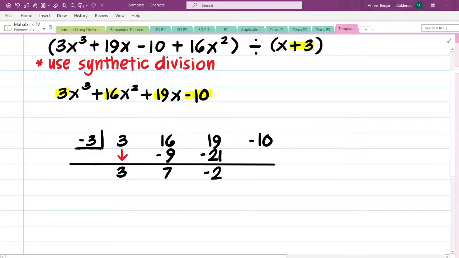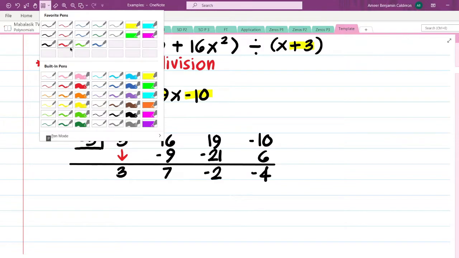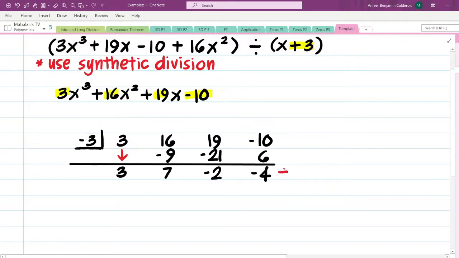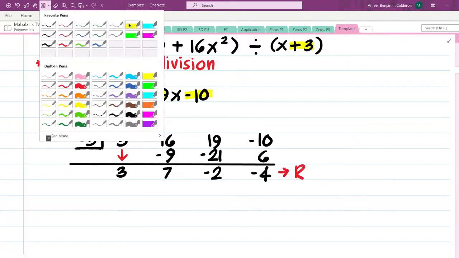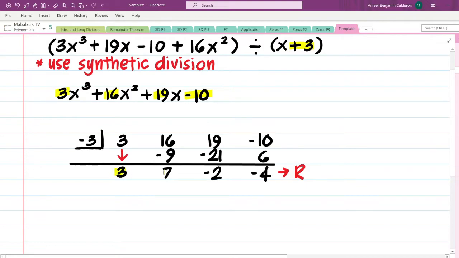Negative 2 times negative 3. That is positive 6. And then add. That is negative 4. The very last term in this process, that is our remainder. And everything here, these are the numerical coefficients of the terms of the quotient.